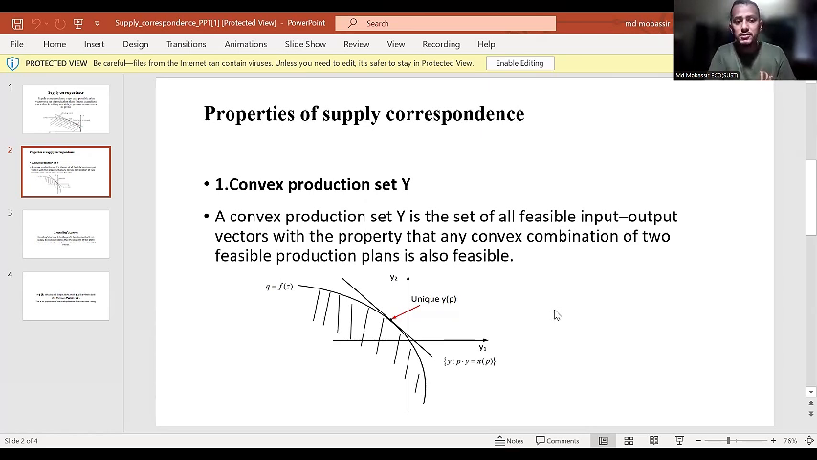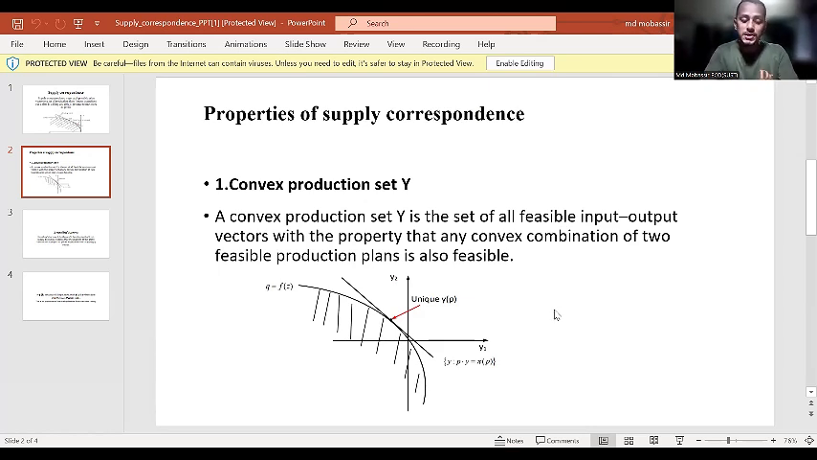A convex production set Y is the set of all feasible input-output vectors with the property that any convex combination of two feasible production plans is also feasible. In this graph, we can see that Y has a flat surface of tangency with the isoprofit line, associated with the highest profit level. The supply correspondence y(p) is the region of tangency between the isoprofit line and the production set.